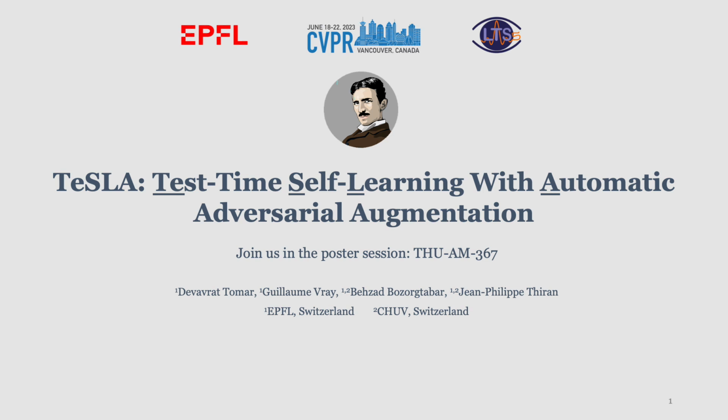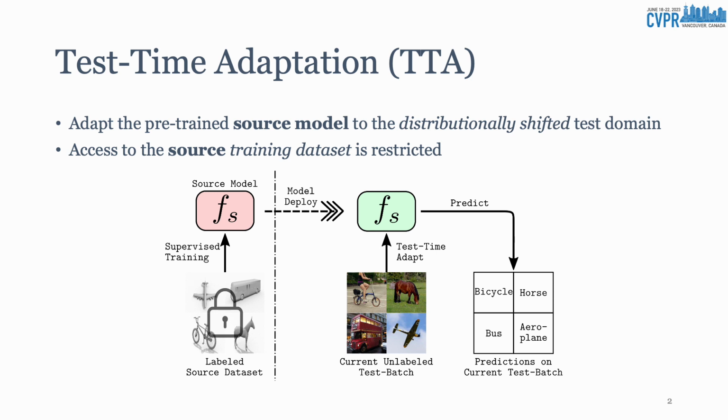Thank you for your interest in our paper Test Time Self-Learning with Automatic Adversarial Augmentation. Test time adaptation, or TTA, refers to adapting a pre-trained model to a distributionally shifted unlabeled test domain, where access to the training dataset is restricted.